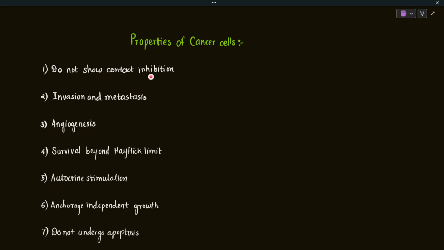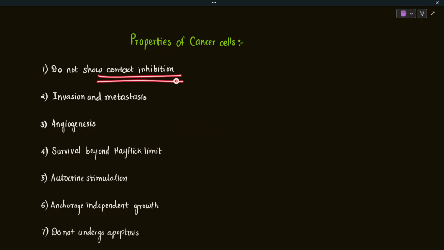So, contact inhibition is a property displayed by normal cells. What happens is that when normal cells migrate and come into contact with other cells, the cell migration stops. This is what we call contact inhibition. Those normal cells adhere to each other and form a uniform structure. This inhibition of growth after contact is known as contact inhibition.